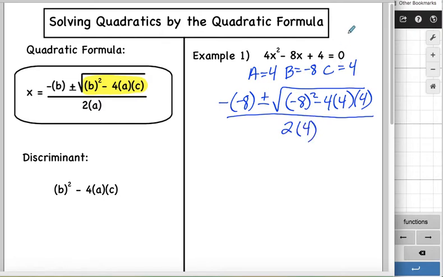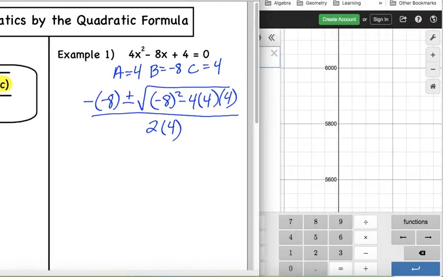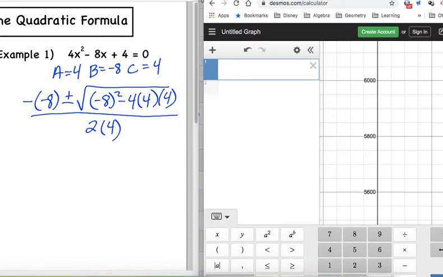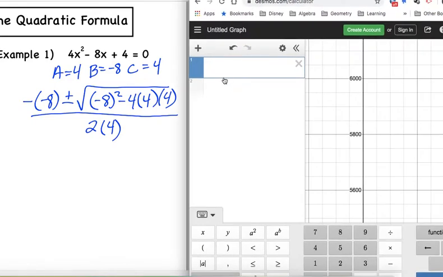And then all of this is going to be divided by 2 times a. And we're going to use Desmos to help us simplify this down. So I'm going to move this over and get Desmos ready for us here. I'm going to do this in 2 parts. Like I said, I'm going to have the discriminant portion first. And once you set this up, these parentheses and things, you'll be able to just edit the numbers for the next problem.